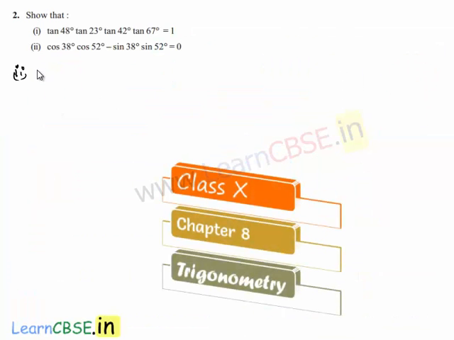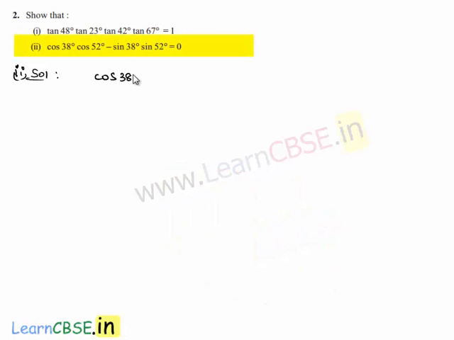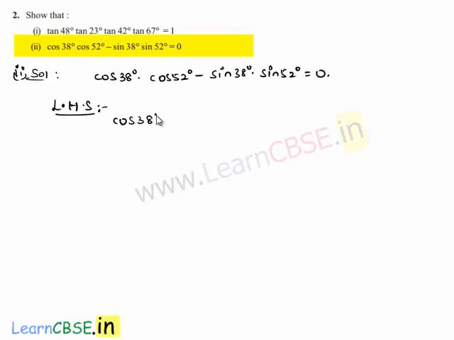Moving on to the second bit of the second problem solution. Here he asked us to prove that cos 38 degrees into cos 52 degrees minus sin 38 degrees into sin 52 degrees is equal to 0. In order to prove this, let us consider first the left hand side, that is cos 38 degrees into cos 52 degrees minus sin 38 degrees into sin 52 degrees.